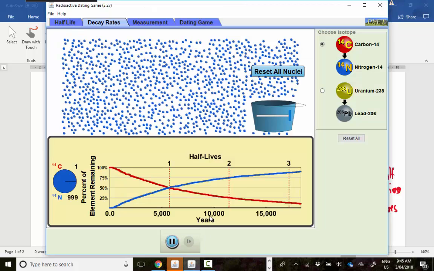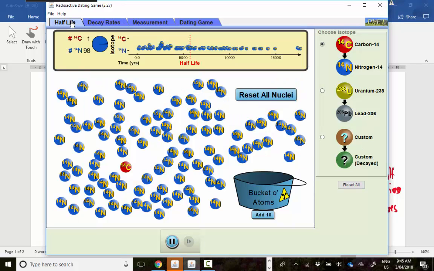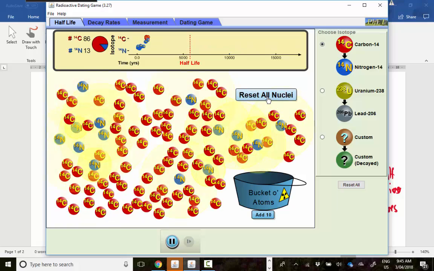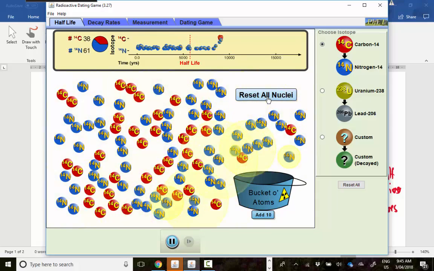Now, there is a nice PhET simulation over here. It's called radioactive carbon dating or half-lives. This one we've already seen with the plutonium, right? So if we basically resettle the nuclei, this is the decay of carbon-14 to nitrogen-14.